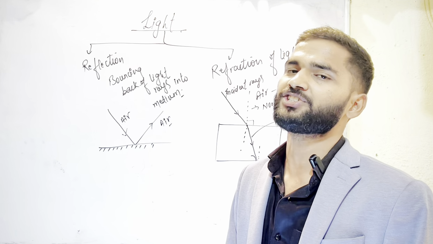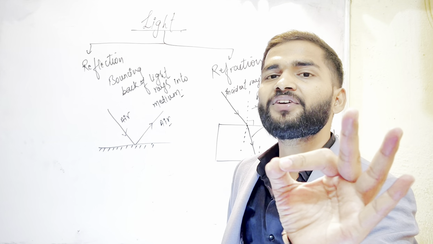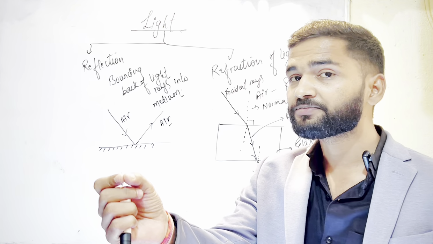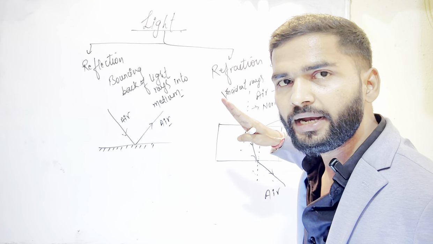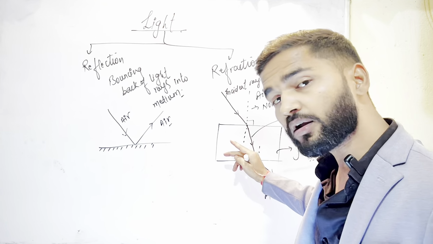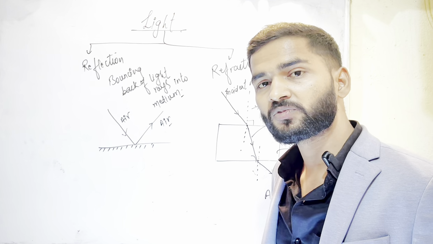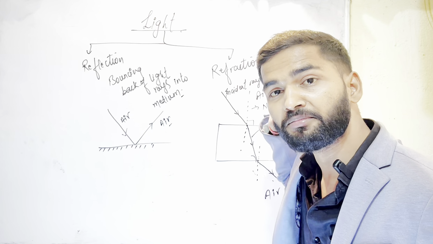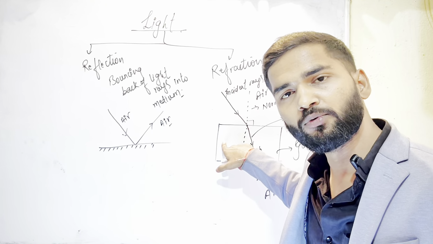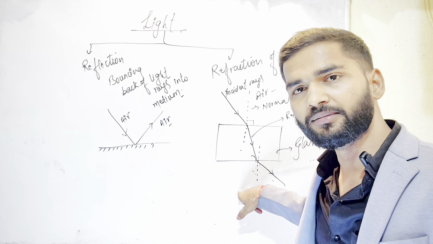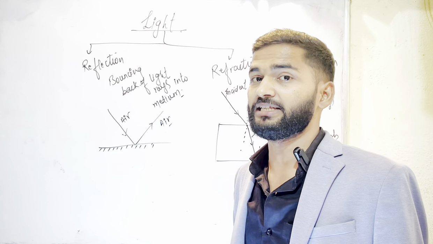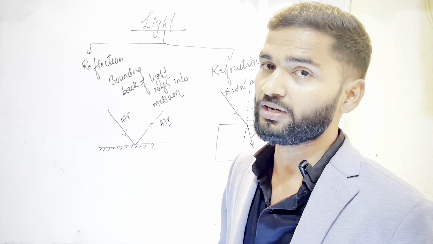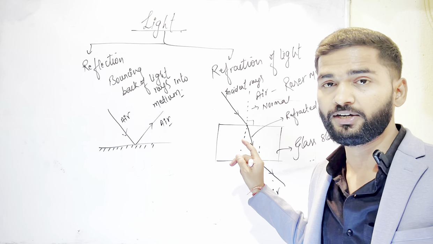Now, what should be the definition of refraction? Refraction is the phenomenon of light in which light rays bend toward the normal or far away from the normal while traveling from one medium to another medium. This phenomenon of light is called refraction of light. I think that it is clear to all of you, and the figure is very important to all of you.